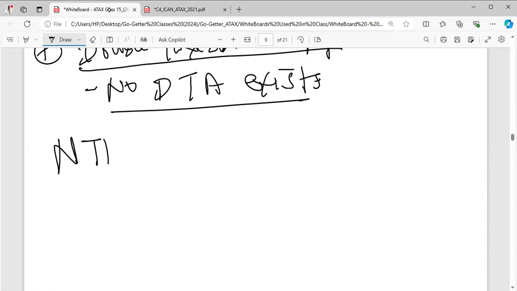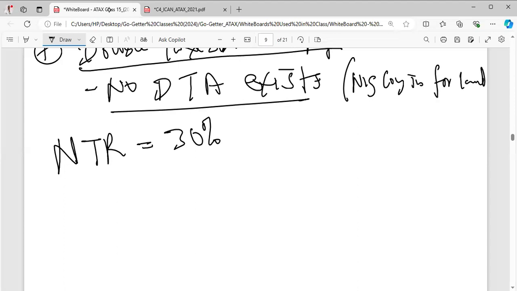Nigerian tax rate is 30%. Because there is no double taxation, and it's a Nigerian company in a foreign land, we will now look for half of the Nigerian tax rate, which is 15%.